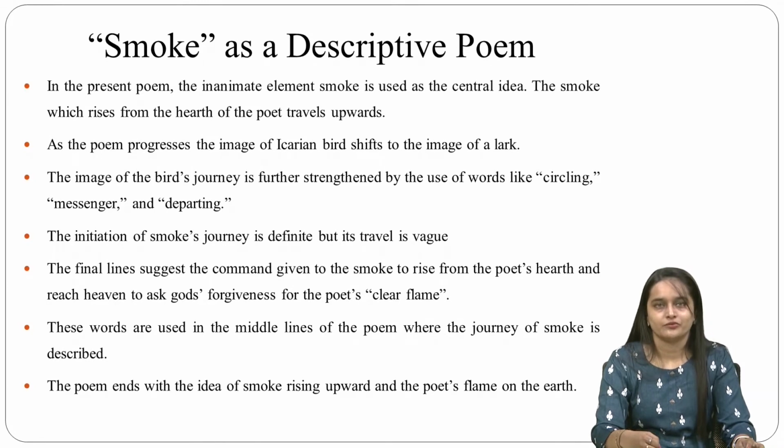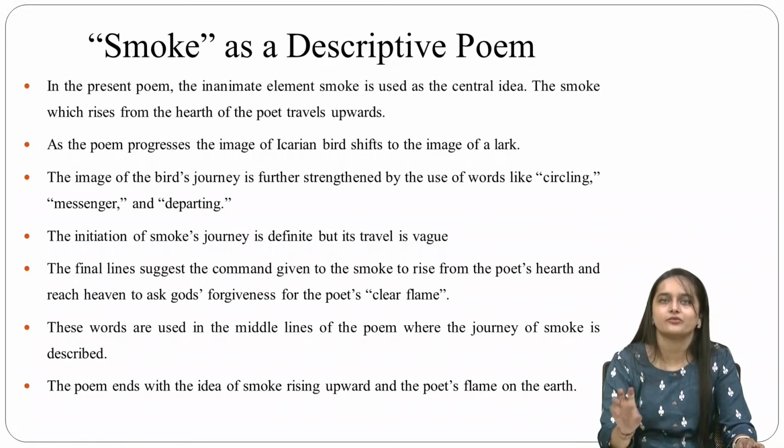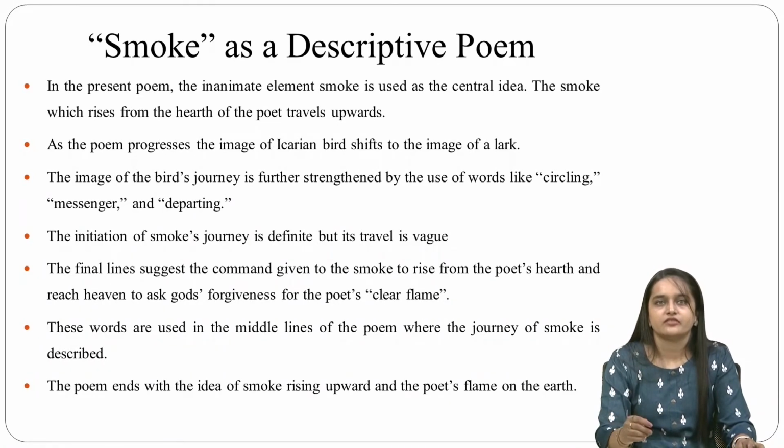Here Thoreau, who was well versed with classical literature, uses the image of Icarus not only to show the melting quality of smoke when it goes up, but also suggests the defiance of smoke that rises up in any condition. As the poem progresses, the image of Icarian bird shifts to the image of a lark.